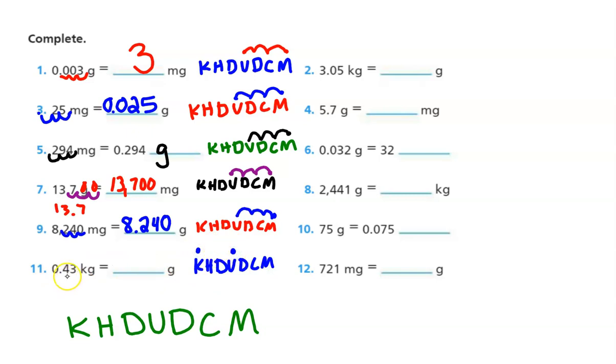And you'll notice on this one, you've got a pretty small amount of kilograms, which makes sense because kilograms are really big. That's a really big measurement to use. So I'm going to go 1, 2, 3 shifts to the right. So that will be 1, 2, 3 shifts to the right to make this 430 grams.